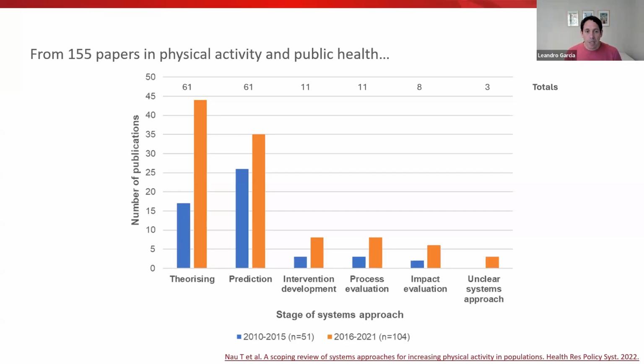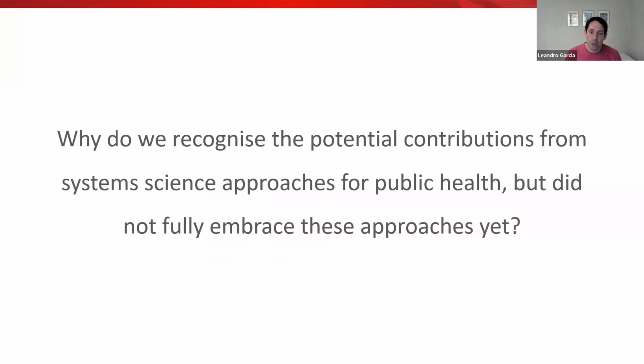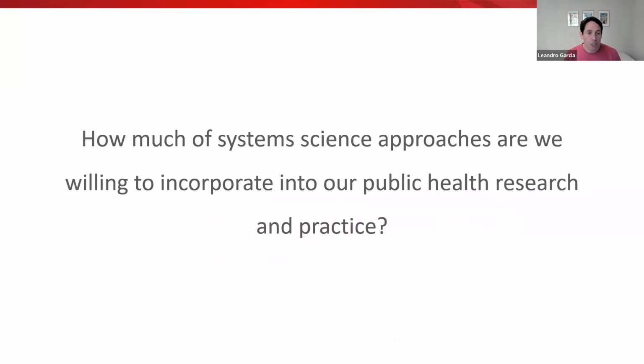So if we do recognize the potential contributions from systems science approaches for public health, why are we not able to fully embrace these approaches yet in public health? Or another way of putting this question is, how much of systems science approaches are we willing to incorporate into our public health research and practice? And perhaps as important as this first question is, for what purpose?